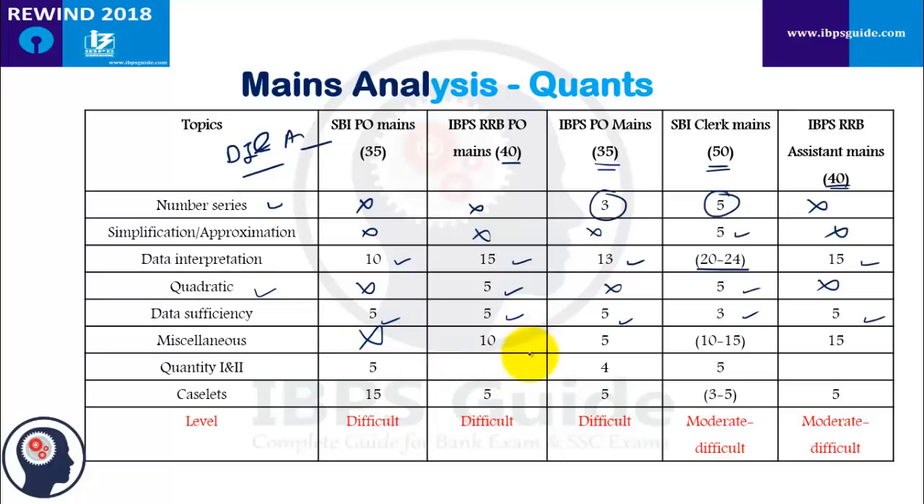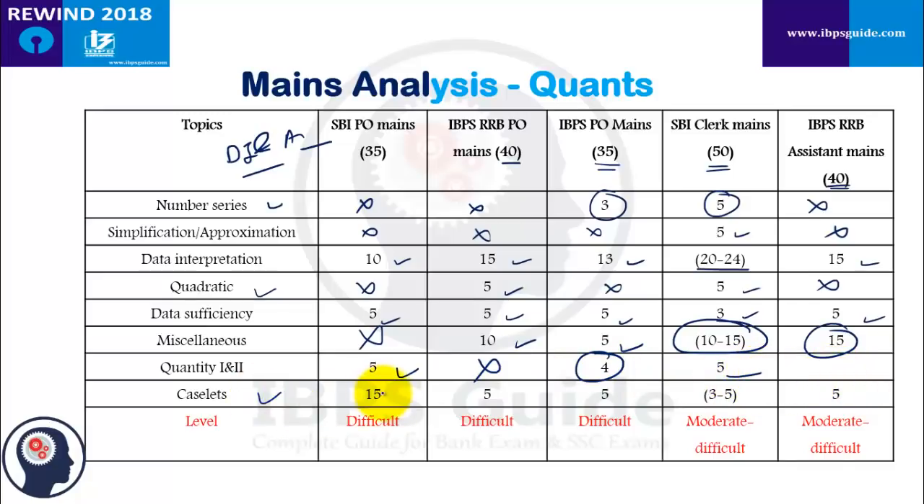Now IBPS RRB PO mains 10 questions are asked from miscellaneous topics, 5 questions are asked in IBPS PO mains, and SBI clerk mains 10 to 15 questions are asked from such topics. Okay, so in IBPS RRB assistant 15 questions will be asked. So quantity type questions, 5 questions are asked. No question is asked in IBPS RRB PO mains. 4 questions are asked in IBPS PO mains. 5 questions are asked in SBI clerk mains.